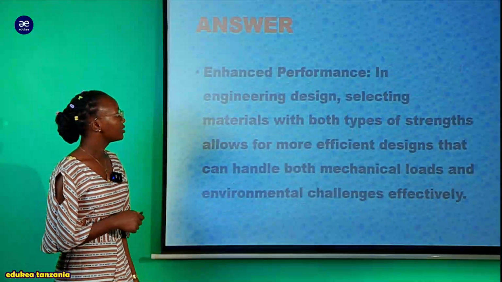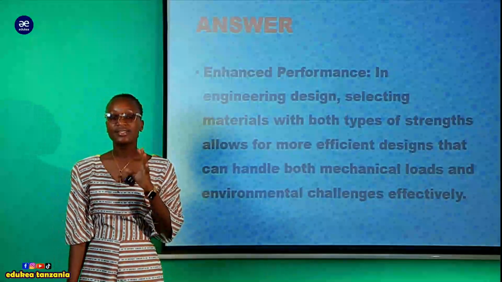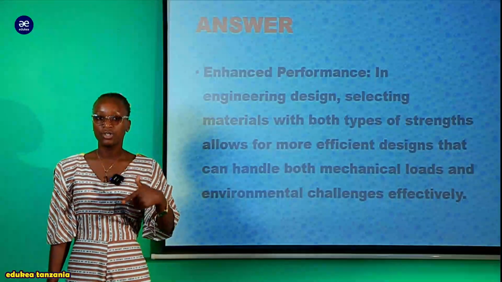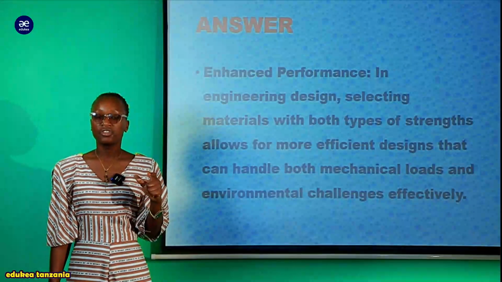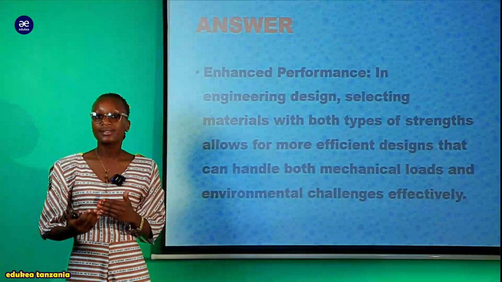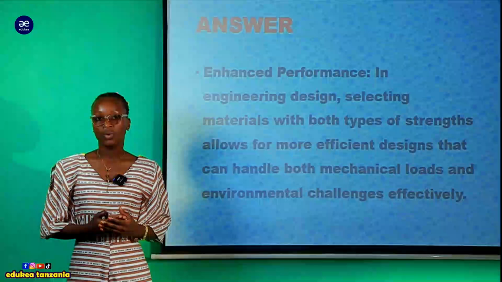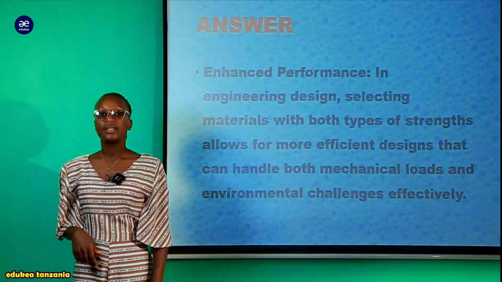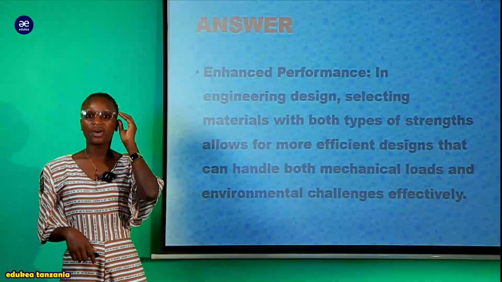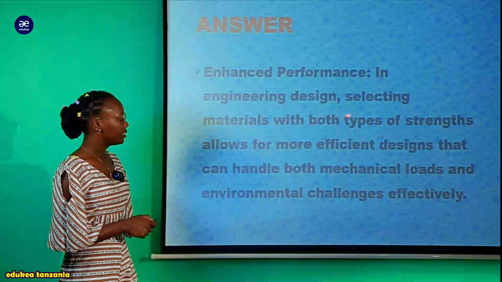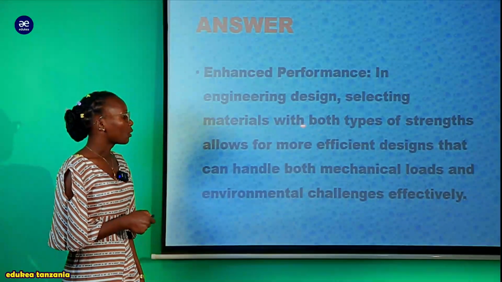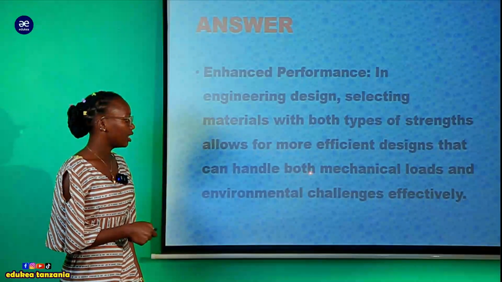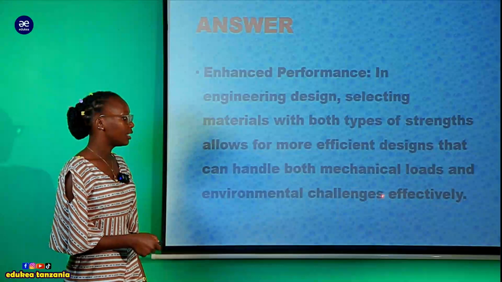So you can see that there is also enhanced performance when there is a chemical strength of the metal and the physical strength of the metal, kwamba ile material imekuwa made up of chemical strength and physical strength of the metal together, ina enhance ile performance, inaongeza ule uimara wa ile material. For instance, in engineering design, kwenye engineering designing, kwenye manufacturing, kwenye constructions, you can see that selecting material with both types of strengths allows a more efficient design that can handle both mechanical load and environmental challenges effectively.